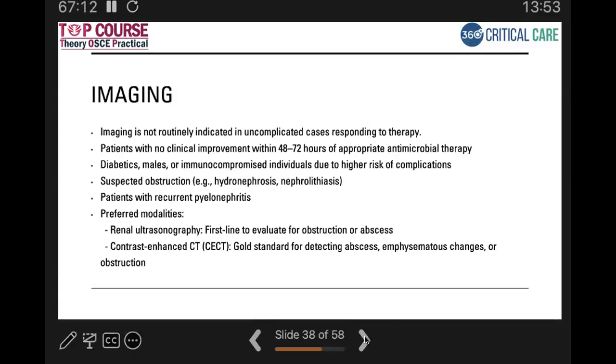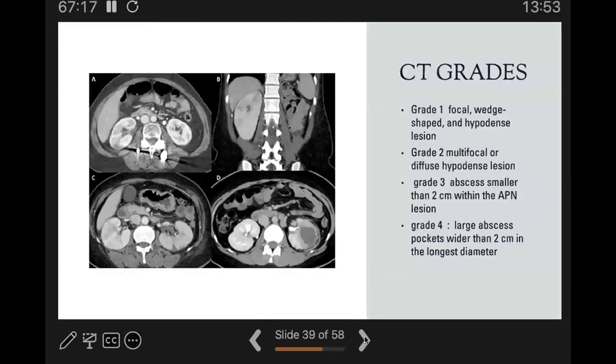Contrast enhanced CT can be used for recurrent symptoms and for high risk population. Okay. When you see pyelonephritis, it can be graded into grade 1, 2, 3, and 4. When you have a focal wedge-shaped hypodense lesion, then it is grade 1. When you have multifocal lesion, then it is called grade 2.